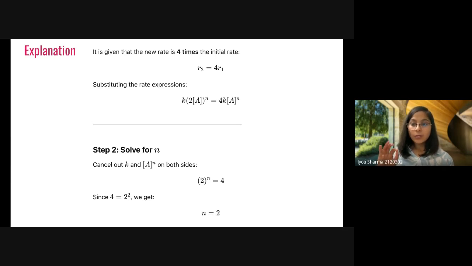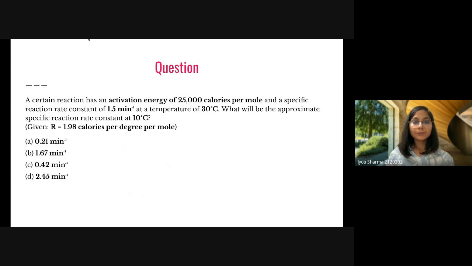You are just putting in the values. From here, k and A^n will cancel out, because they are common on both the left-hand side and the right-hand side. Then 2^n is equal to 4, and then n will be 2. If n is equal to 2, it means this is a second order reaction, right? So this is how you can calculate.